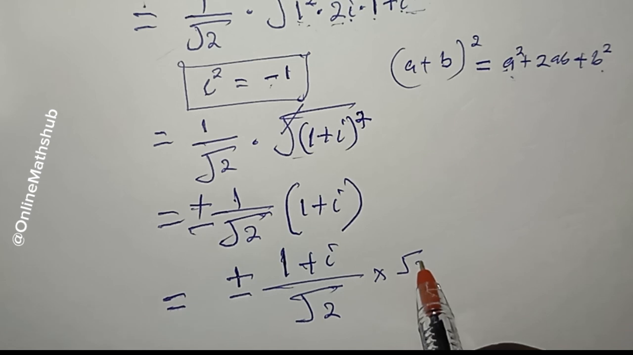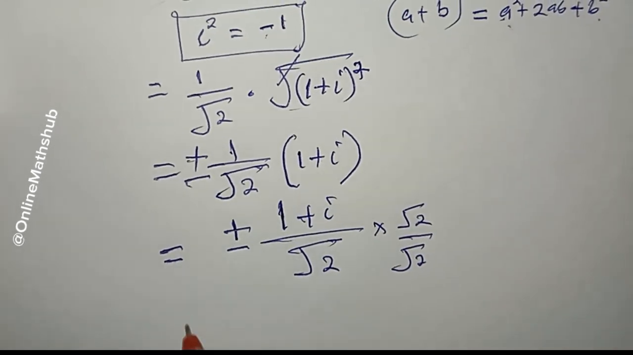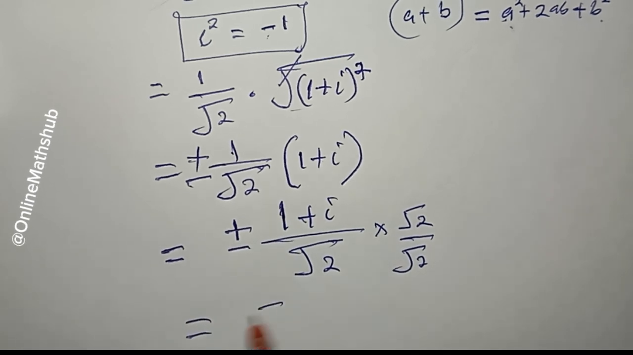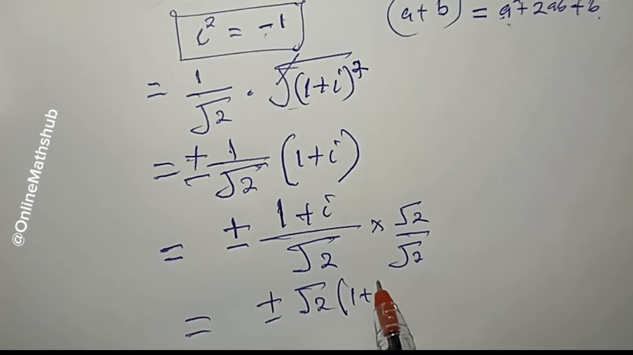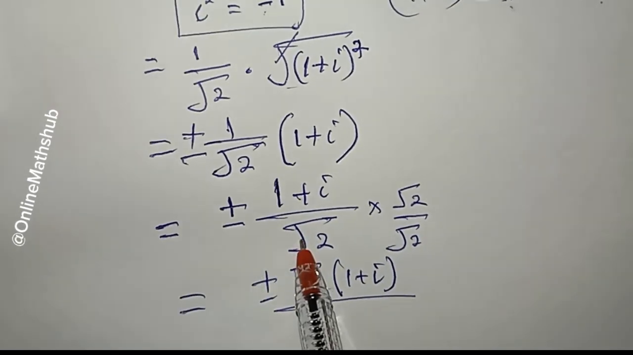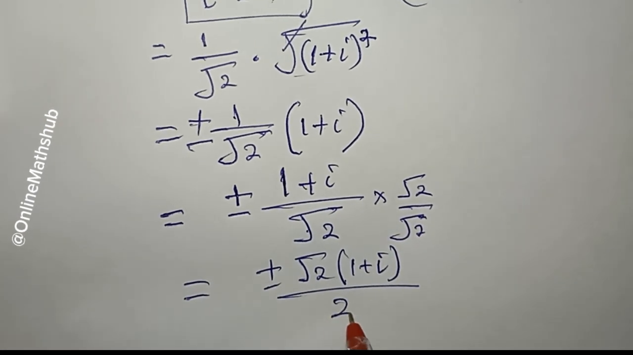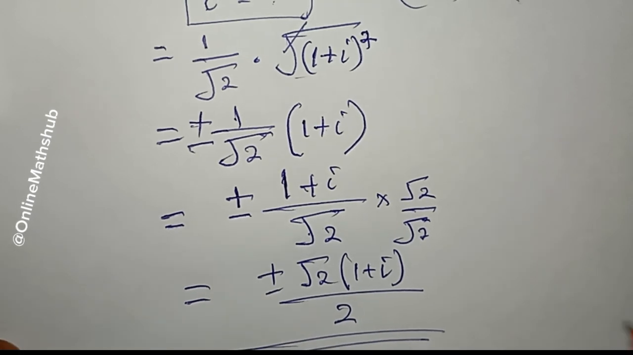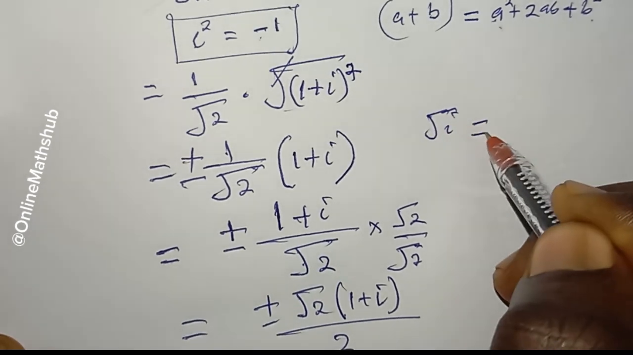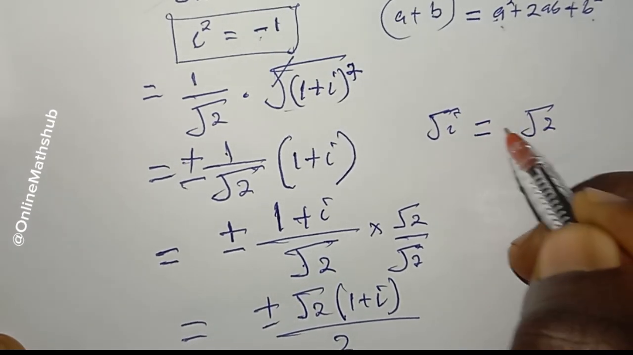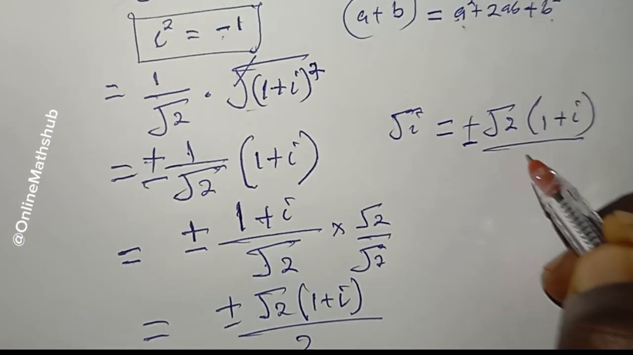You can do that by multiplying both the numerator by root 2 and also the denominator by root 2. So when you do that, our answer is now plus or minus root 2 into 1 plus i, divided by root 2 multiplied by root 2, which will give us root 4, and root 4 is the same as 2. And this is going to be the value of the problem we are solving. So obviously you see that root i is the same as plus or minus root 2 into 1 plus i all divided by 2.